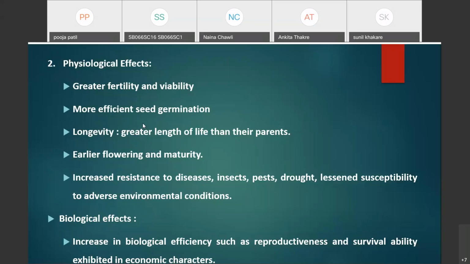And the third one is the biological effect. The biological effect is the increase in biological efficiency, such as reproductiveness and survival ability, exhibited in the economic characters.